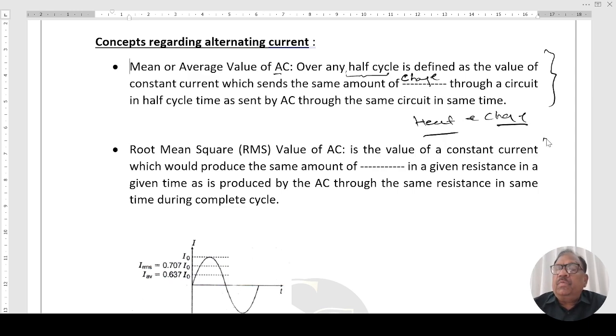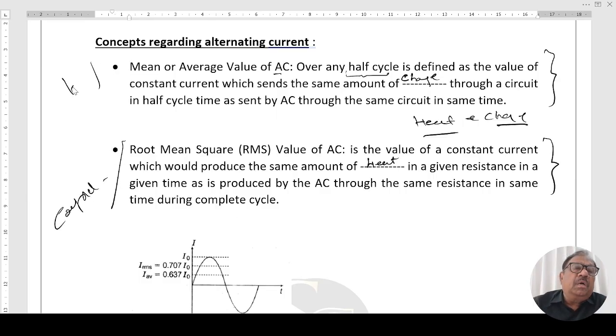What is RMS value? It is defined as the value of constant current which would produce the same amount of heat in a given resistance in a given time as is produced by the AC through the same resistance and same time during the complete cycle. This is for complete cycle, this is for half cycle.